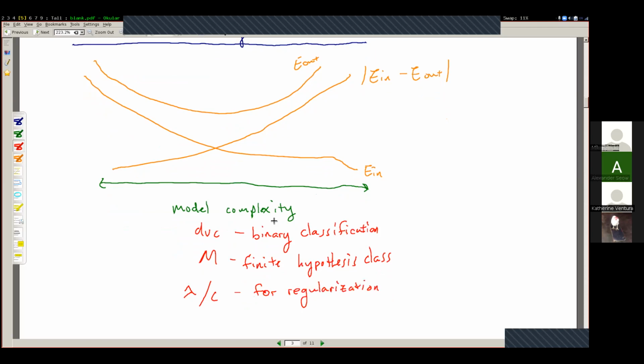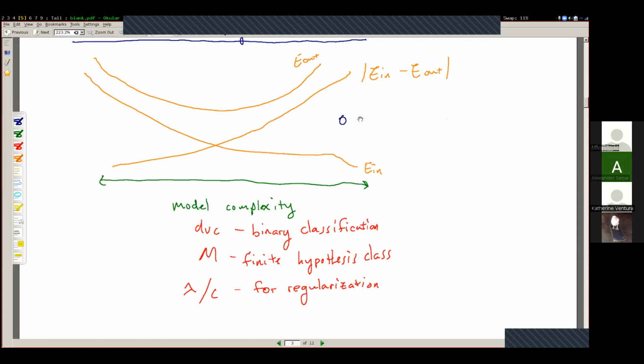And we have to control these three things somehow in order to optimize our E_out based on whether we're currently overfitting or underfitting. The right side over here, is this overfitting or underfitting? Yeah, overfitting. And on the left side, underfitting.